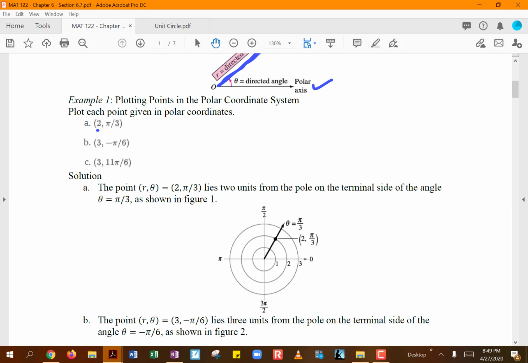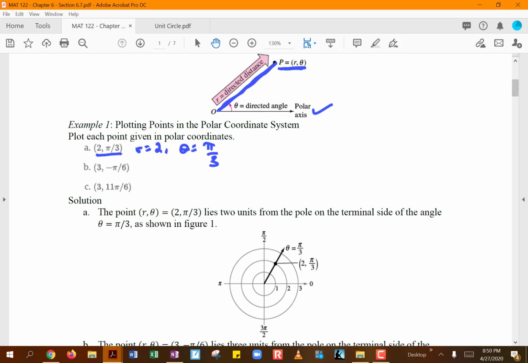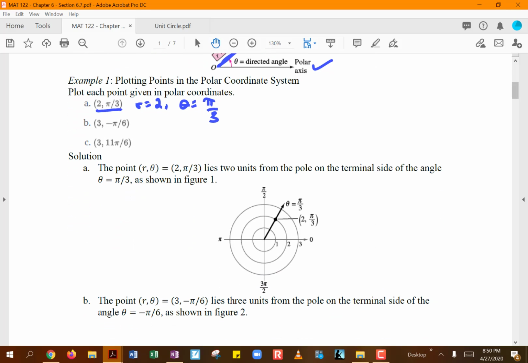In the first part, they're asking us to plot the point 2 comma pi over 3. Remember, 2 is the r value, and pi over 3 is our theta. So 2 tells us the directed distance from the pole to that point P, and pi over 3 tells us the directed angle from our polar axis. Pi over 3, of course, is our 60-degree angle, which means this angle from the polar axis has to be 60 degrees, or pi over 3, and then this distance has to be 2, which is our 2 units from the pole.